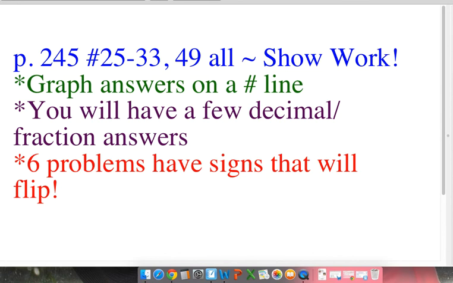This is what we'll be doing in class. Notice there aren't a lot of problems. We'll be graphing our answers on a number line. We're going to have some decimal and fraction answers. And 6 of these problems have signs that will flip. So that's kind of a little guide you can check to see if you think your answers are right.